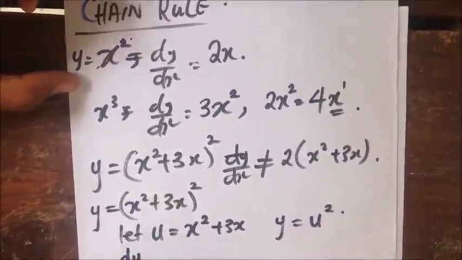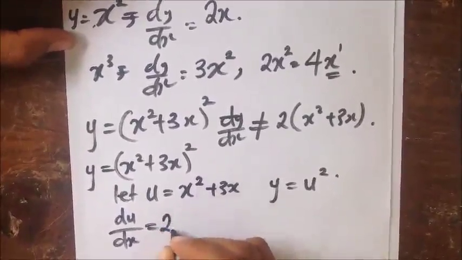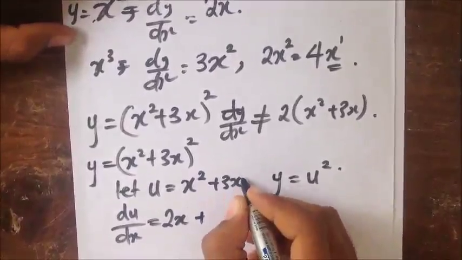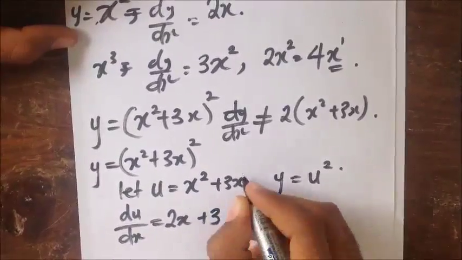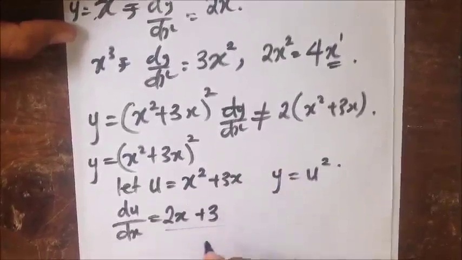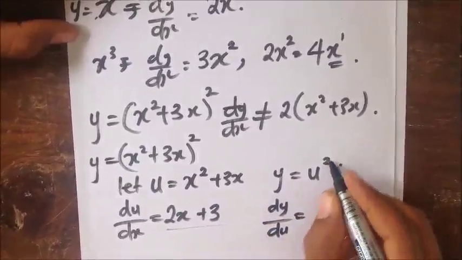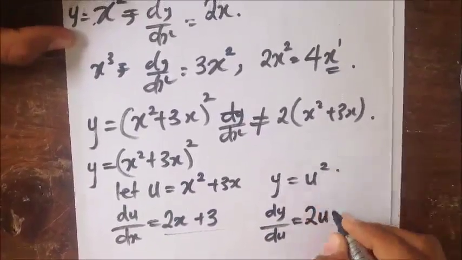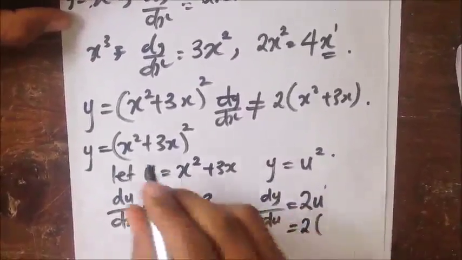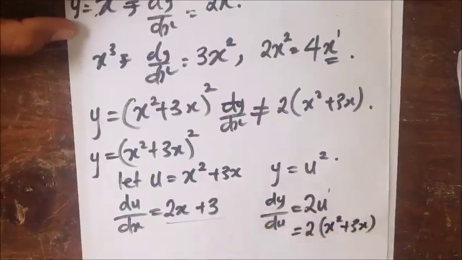Differentiating u, du/dx will be what? I bring my 2, subtract 1 from the power. Then I do the same thing for the 3x: this is power 1, 1 times 3 is just 3, x to the power 1 minus 1 is 0, so x to the power 0 is 1. So this is just 3. So du/dx is 2x plus 3. Differentiating y with respect to u, I bring down my power 2, subtract 1 from the power, so this is 2 to the power 1. But my u is x squared plus 3x, so this is 2 into (x squared plus 3x). So this is dy/du.